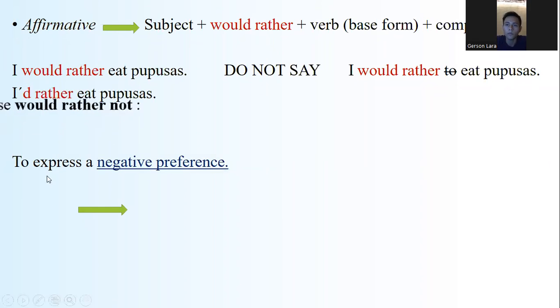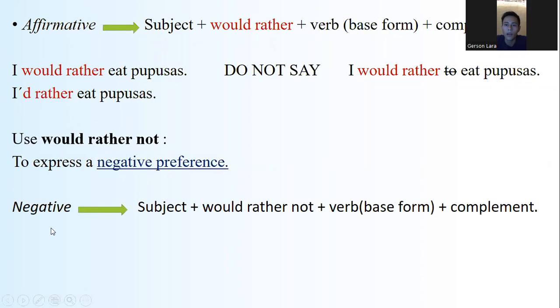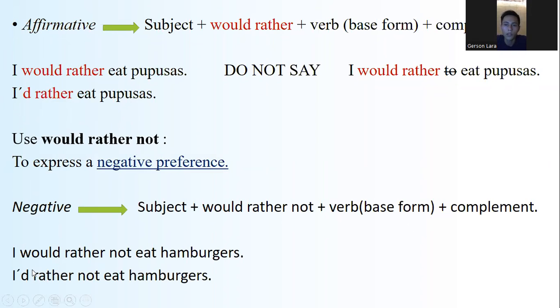So use would rather not to express negative preferences. In the negative structure, we have subject plus would plus rather not plus the verb in the base form and then the complement. And here we have an example. I would rather not eat hamburgers, or you can say I'd rather not eat hamburgers.